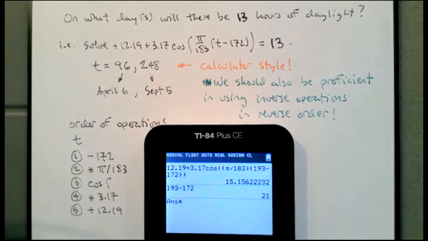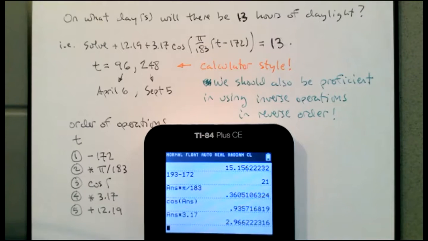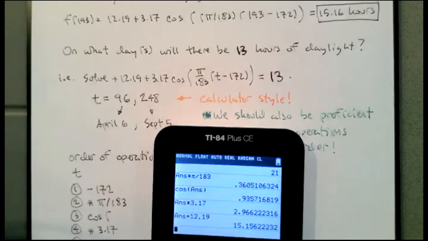So times pi divided by 183 is the 0.3605. Then we find the cosine of this answer. So cosine of this is the 0.935. Then we multiply this by the 3.17 to get the 2.97, and then we add our 12.19. And that gives us the 15.16 that we had before. So we're just writing down the order of operations. This is how t became the 15.16 in the previous problem.